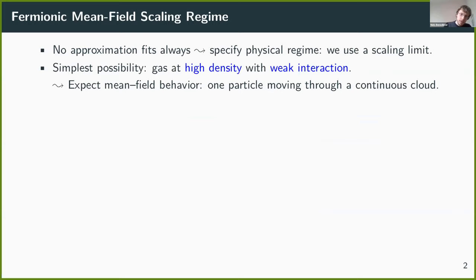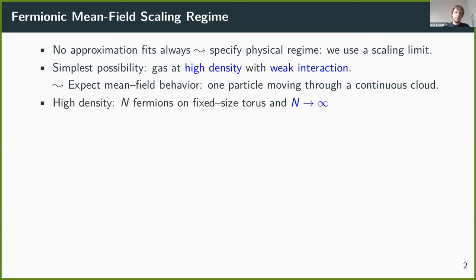So the simplest possibility of a scaling limit we could consider is a gas of particles at high density with weak interaction. And that's the simplest because then we expect some sort of mean field behavior, which means if we pick out a single particle, we can think of that particle as moving through a continuous cloud generated by all the other particles. That would be the mean field.